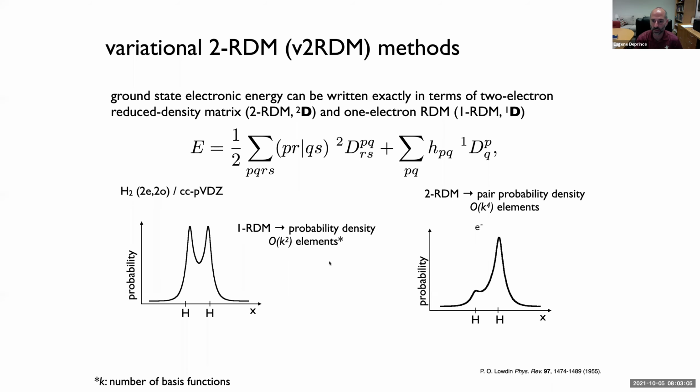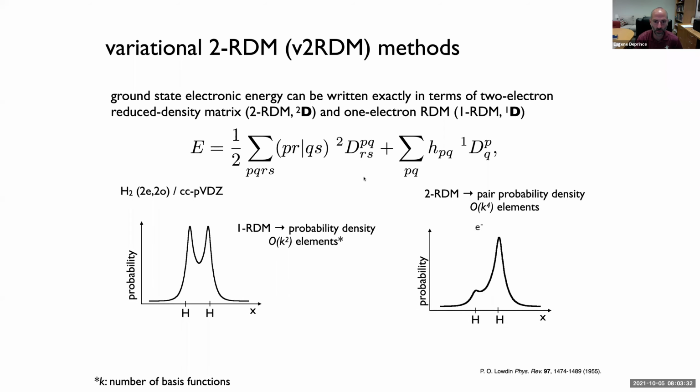And a 2-RDM maps onto a pair probability density, or a conditional probability. For example, if I had an electron sitting at hydrogen 1 here, what's the probability of finding the other one? Well, most likely you'd find it at the other hydrogen center. And these electrons should be correlated, so they do this little dance: when you move electron 1, electron 2 will move out of the way. Armed with these two probability densities, we're able to exactly describe the electronic energy.